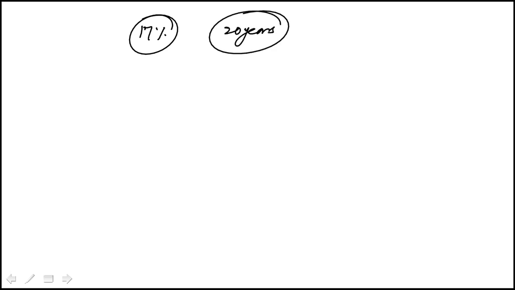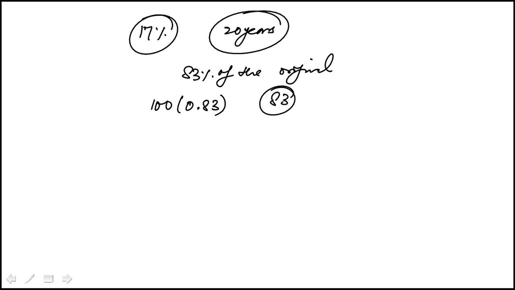So here we're told that this radioactive substance decreases by 17% after every 20 years, which means that after 20 years you'll have 83% of the original. And we're starting with 100 grams, so after 20 years it's going to be 100 times 0.83, or 83 grams.